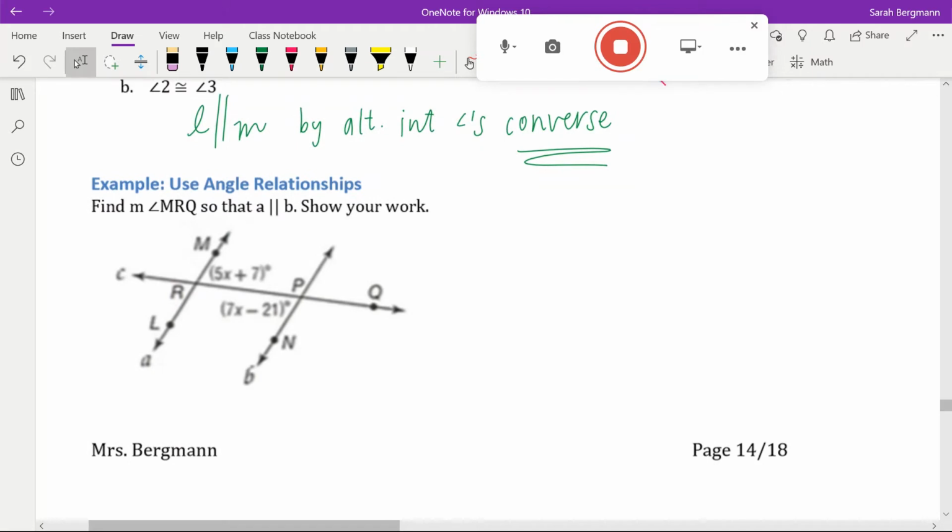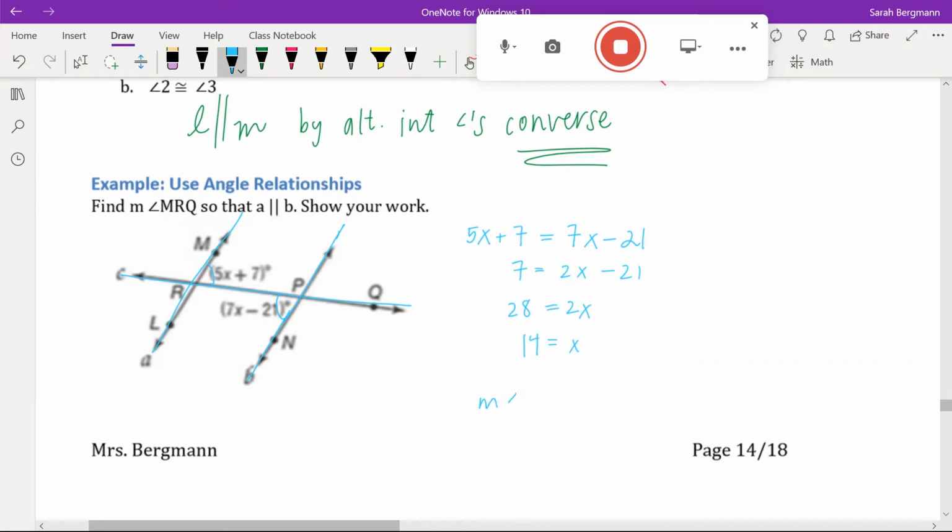Let's do another one. It says, find the measure of angle MRQ so that A is parallel to B. If we want A to be parallel to B, we would know that the alternate interior angles, these two that we have the measures for, must be congruent. So I'll set their measures equal: 5x plus 7 equals 7x minus 21. If the angles are congruent, it means their measures are equal. To solve this, I can start by subtracting 5x on both sides and adding 21 on both sides. Next, divide by 2 on both sides, and we get x is 14.